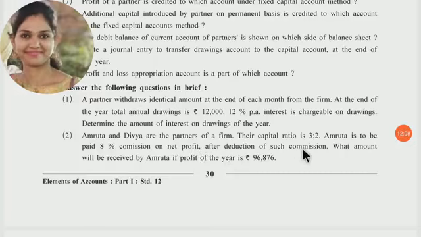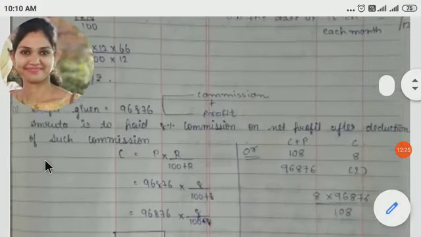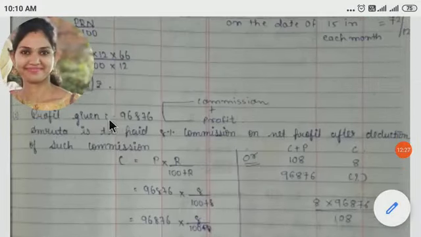But after deduction of such a commission, what amount will be received by Amruta if the total profit of the year is 96,876? Here in this amount, commission and profit both are included. So first of all, we have to separate the commission from this amount.